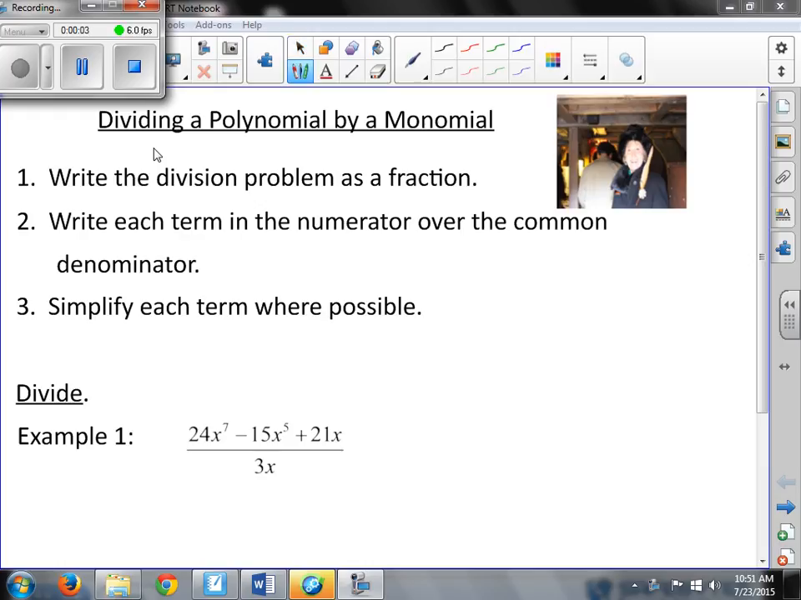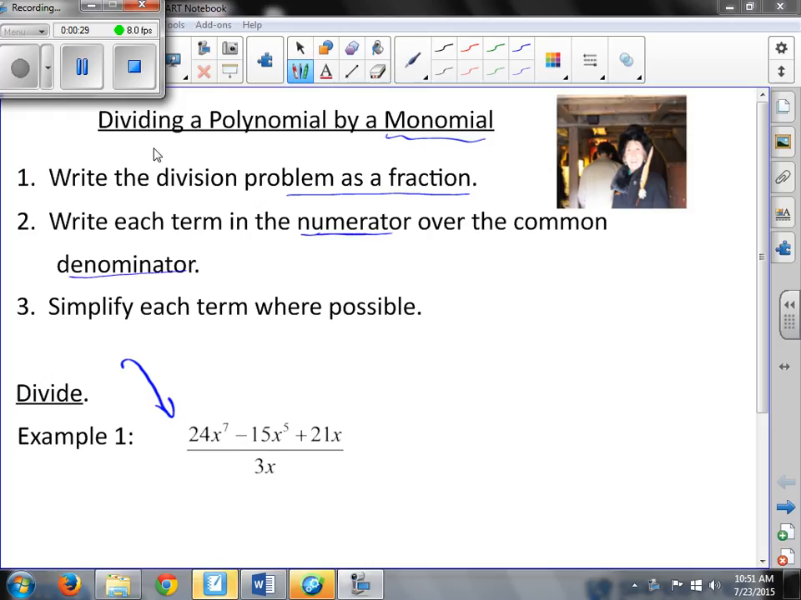Today we're going to talk about division of polynomials. We'll start with division by a monomial. The first step says we want to write the division problem as a fraction. You see on our first example, the division problem is already written as a fraction, but sometimes you'll have to do that step. And then we're going to write each term in the numerator over the common denominator.